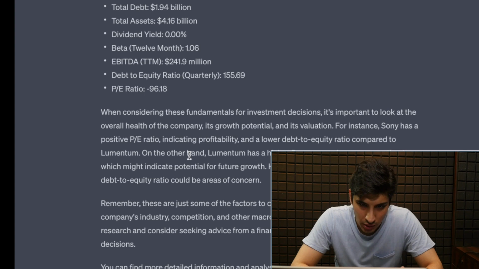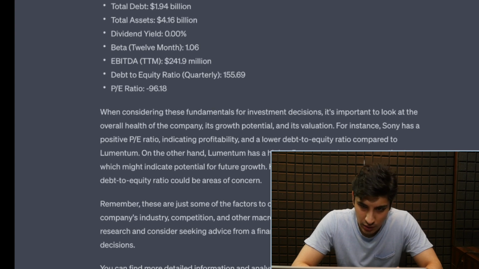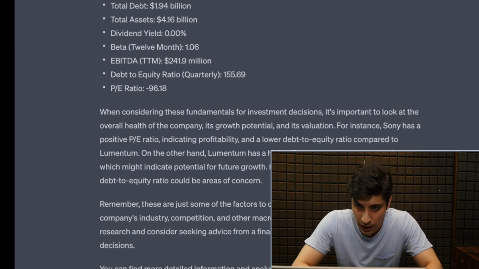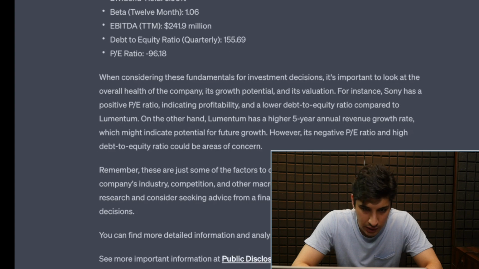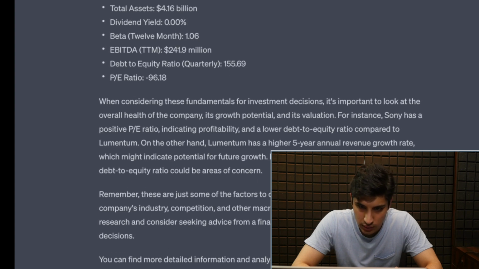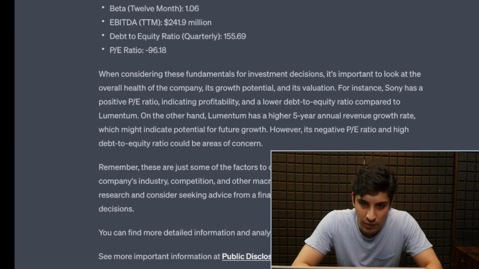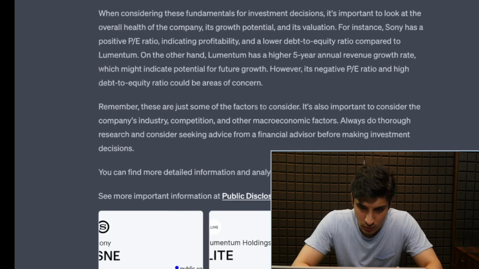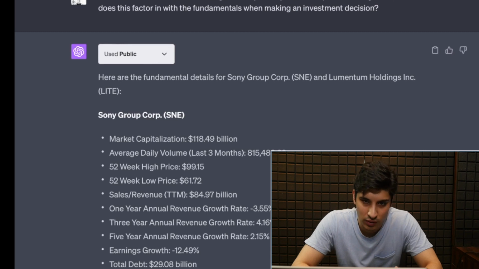Also, it's broken down, for instance, Sony has a positive PE ratio indicating profitability and a lower debt to equity ratio compared to Lumentum. On the other hand, Lumentum has a higher 5-year annual revenue growth rate, which might indicate potential for future growth. However, its negative PE ratio and high debt to equity ratio could be areas of concern. Yeah, that makes sense. But at least you see that it's doing a good job of reasoning with you, right? So if you want to reason with the stocks and then figure out what you should invest in, I think these are good tools.